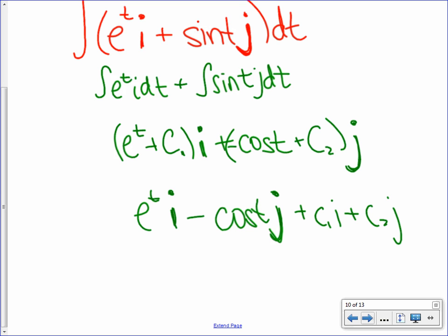So what we can do is just call this a constant vector, C. If you want to do that, that's fine. I just bolded my C. Or sometimes I make a little hat on them.